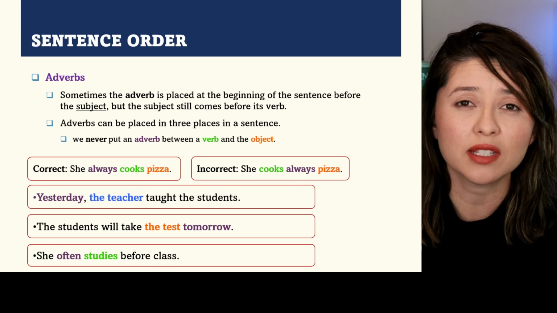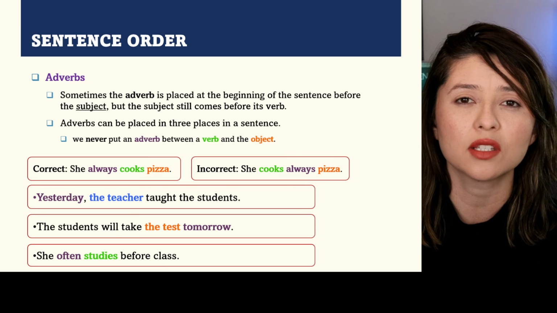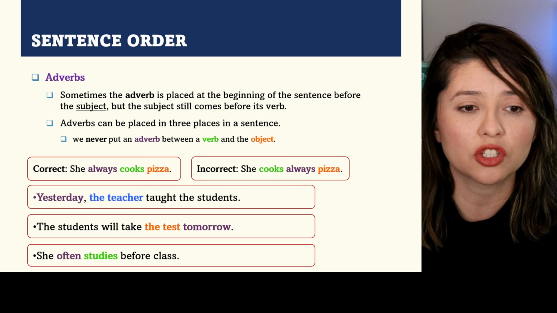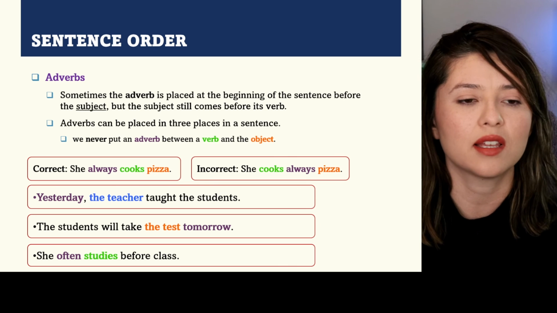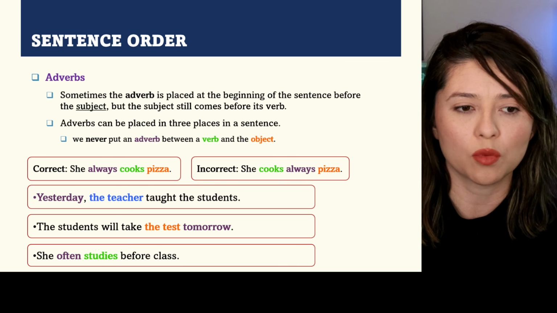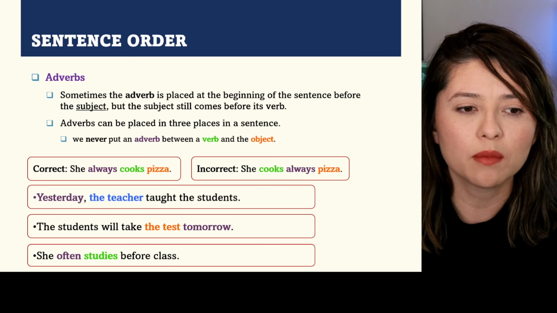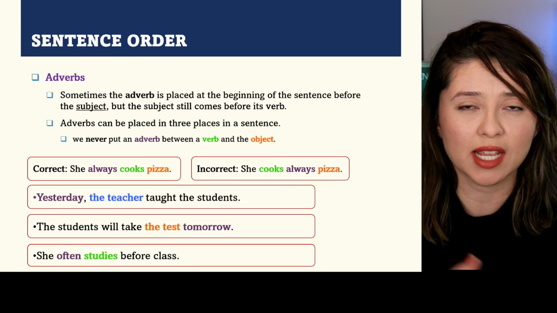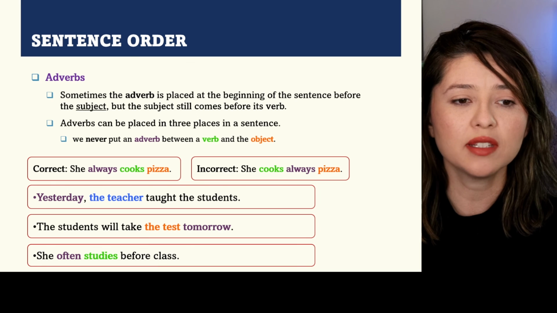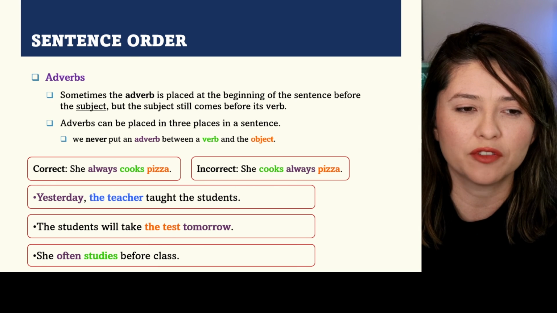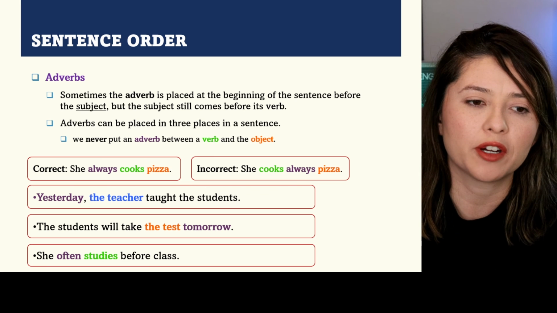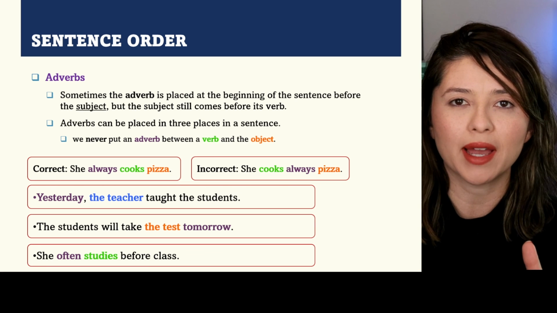So what are the 3 different places that it can be placed? Well, at the beginning of your sentence, such as yesterday the teacher taught the students. It can come at the end of your sentence. The students will take the test tomorrow. Or it can come between the subject and the verb. She often studies before class. So here you see my adverb coming before my verb and after my subject.